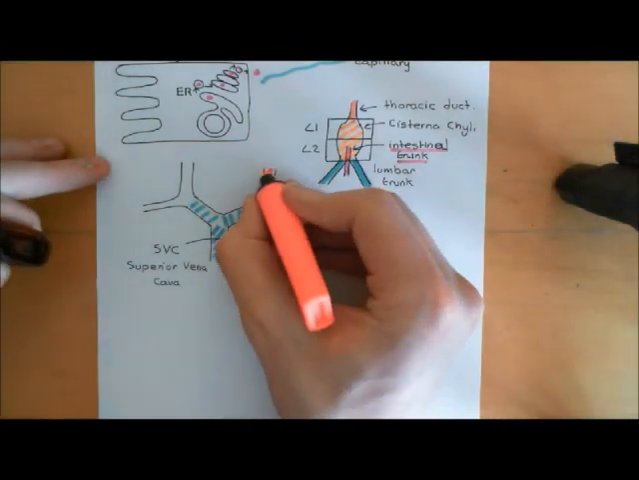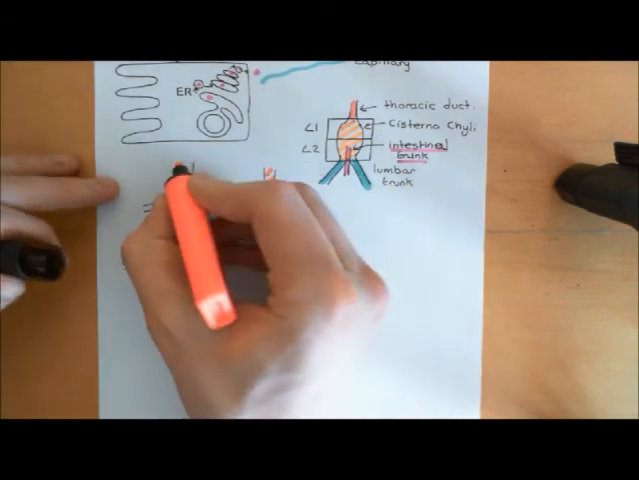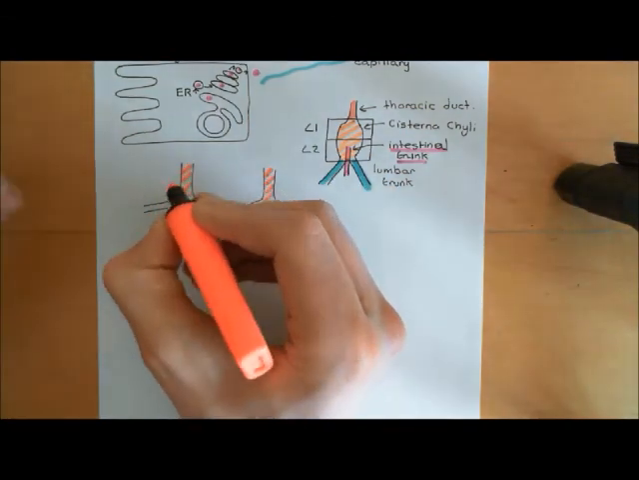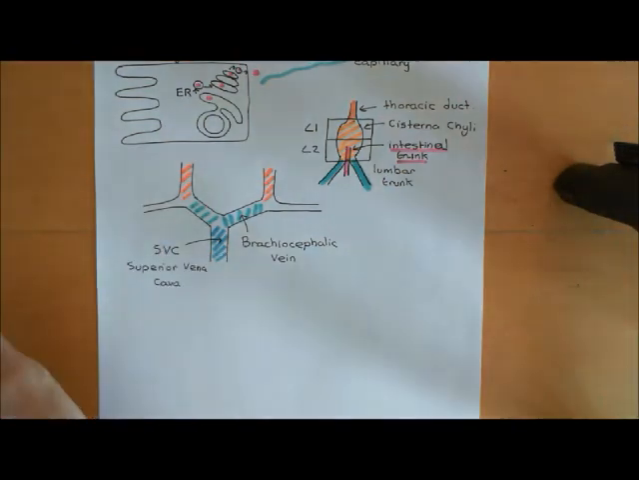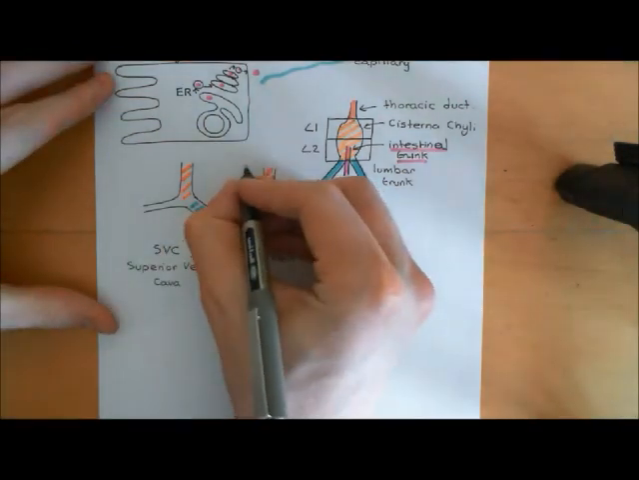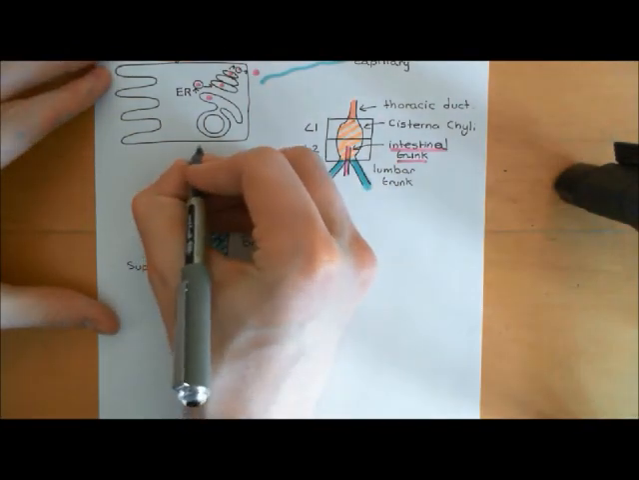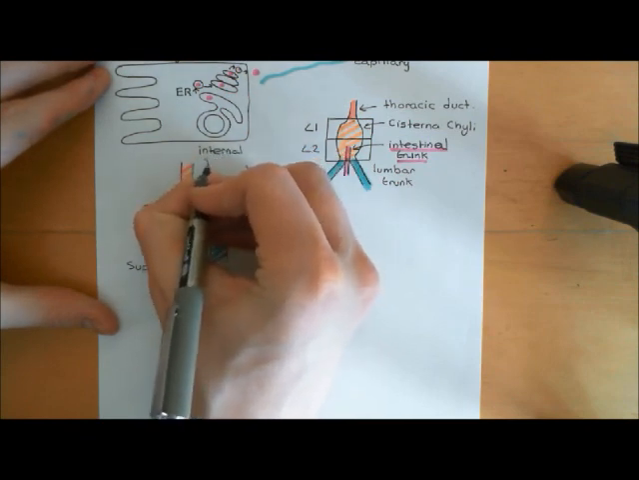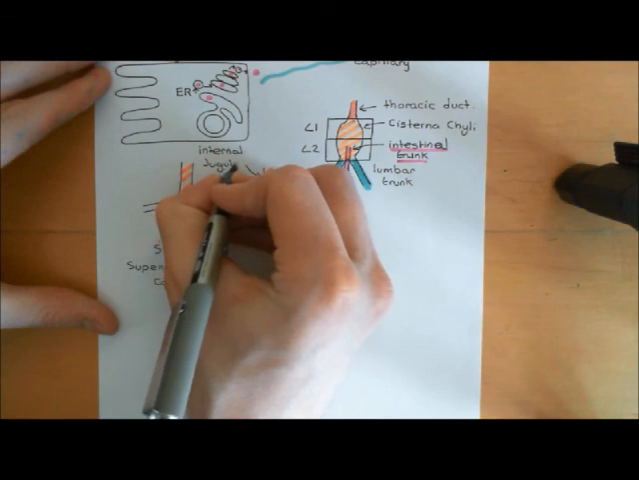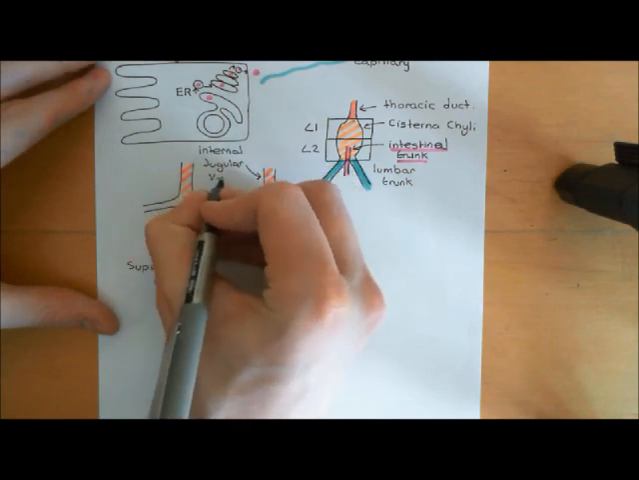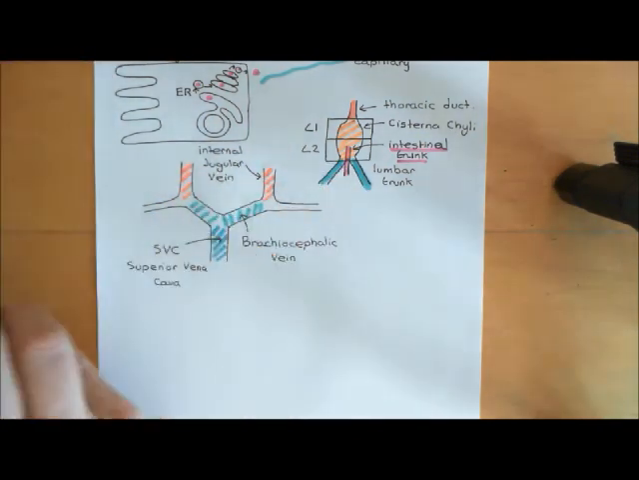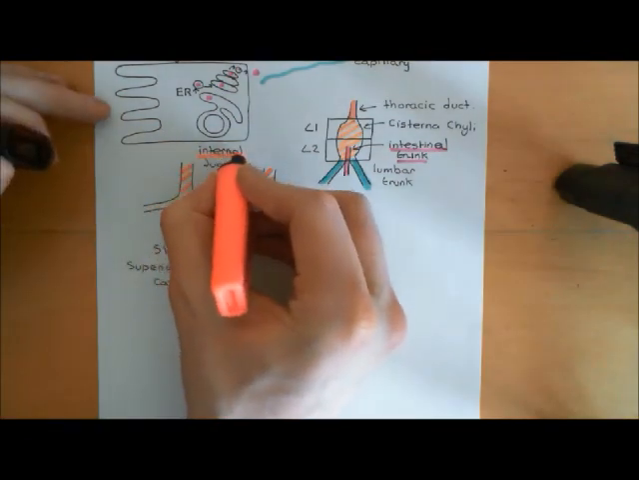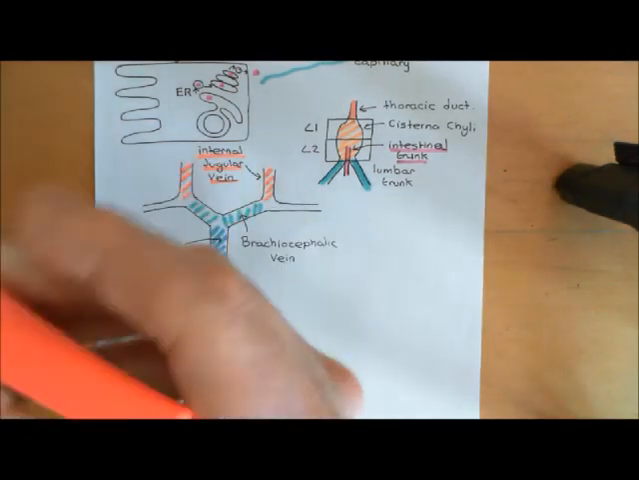This one here is known as the internal jugular vein. Again, you're going to have a left internal jugular vein and a right internal jugular vein here. So this is the internal jugular vein, and that's coming down from the head. That is draining blood from the head and from the brain. So left internal jugular vein, or just the internal jugular vein.